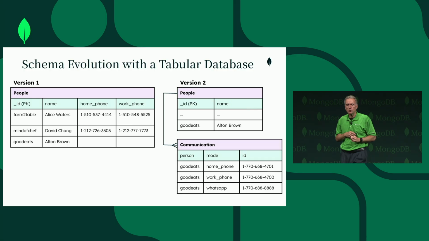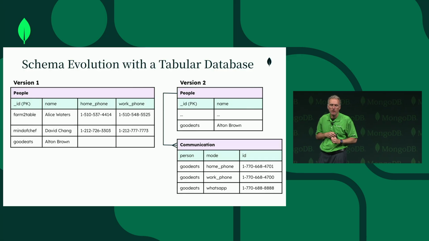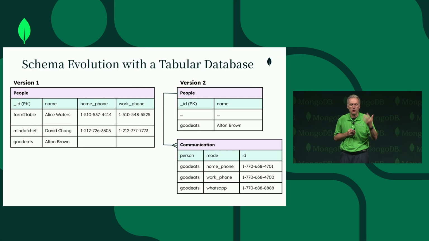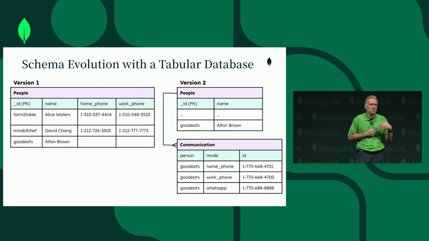And then we want to go to version 2 of our schema, where we want something a little bit more modern. We want to be able to track other modes of communication, WhatsApp, for example. So we're going to bring that information somewhere else. We're going to create this communication table. We have a one-to-many relation, so we change the type of relationship.